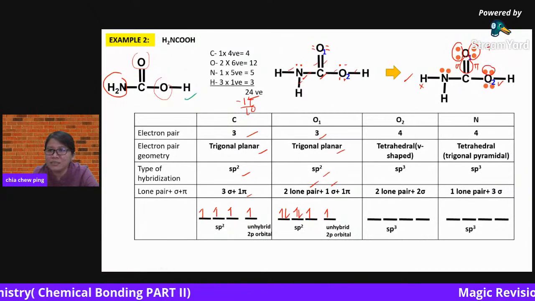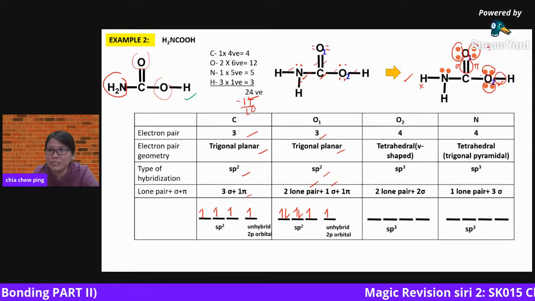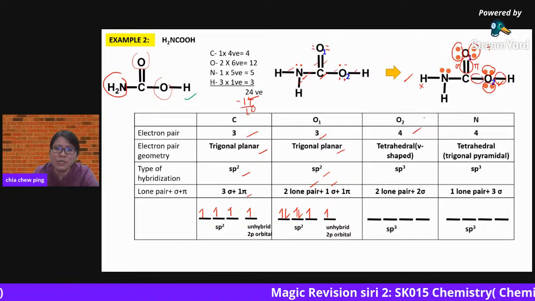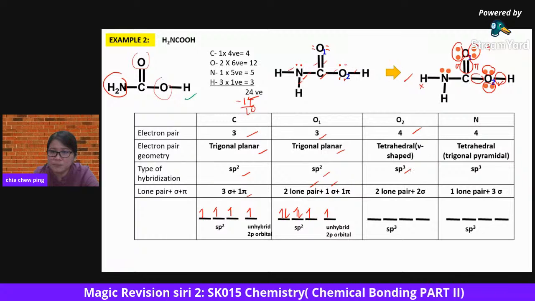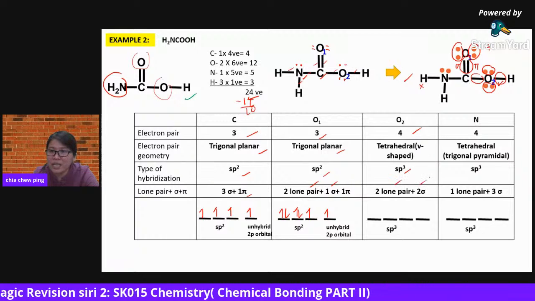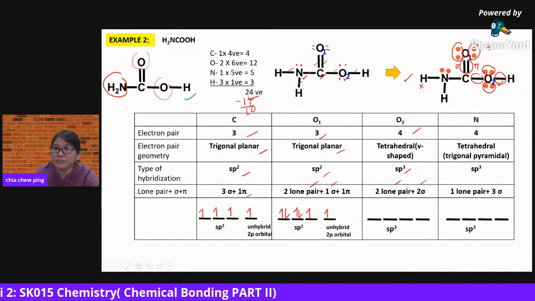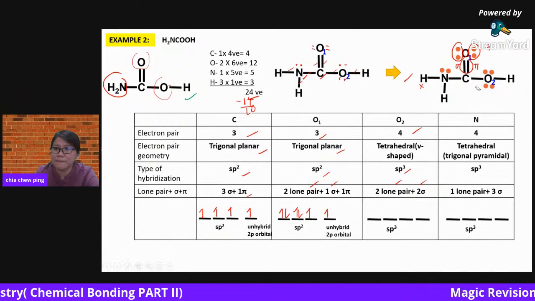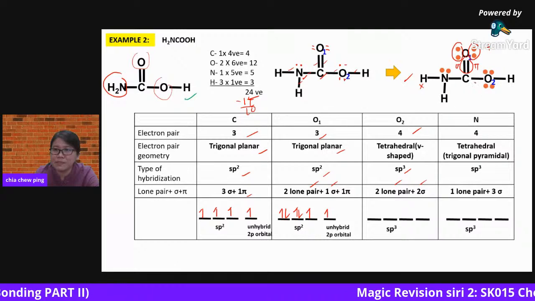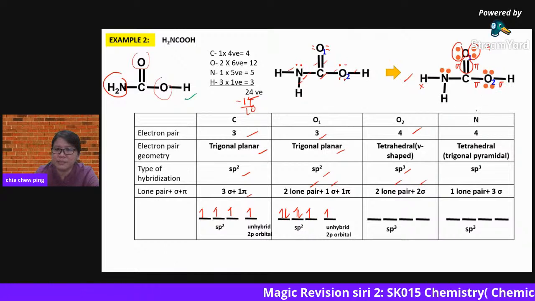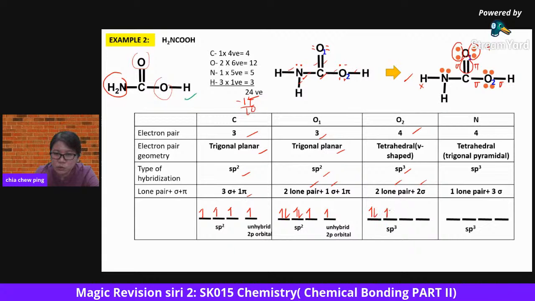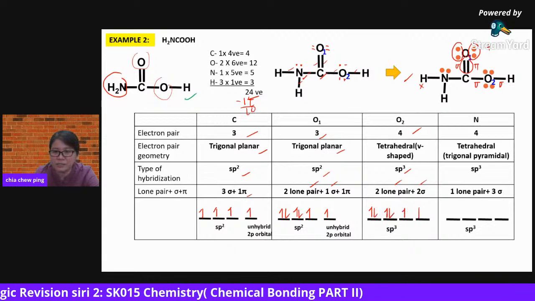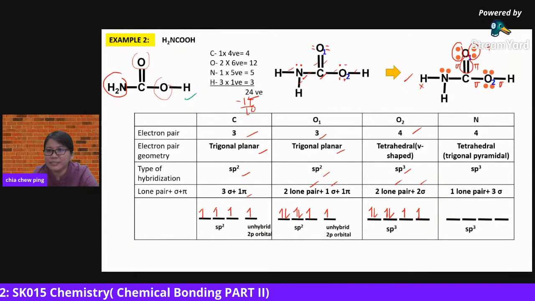Okay, now how about O2? O2 has 1, 2, 3, 4. So 4 electron pairs, tetrahedral, V shape. So it's sp3, containing 2 lone pairs and 2 sigma. So this is a sigma. Okay, sigma. So 2 lone pairs, and later on when you do your excitation, make sure you get 2 lone pairs and 2 unpaired electrons.